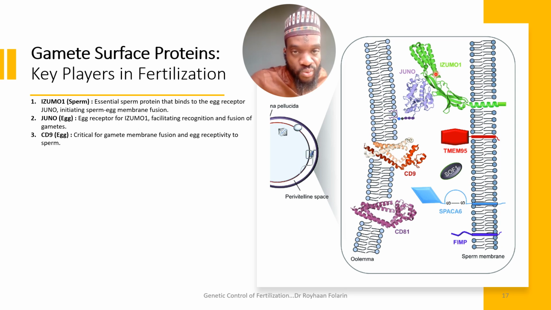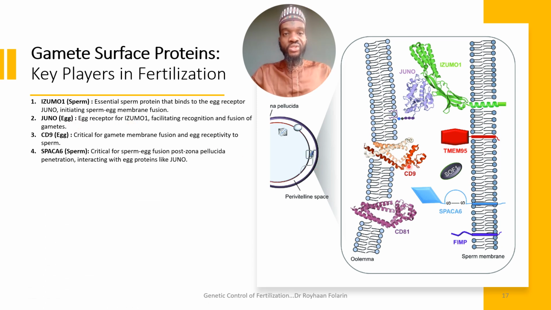Izumo is the sperm protein that binds the egg to initiate the fusion, and the egg receptor is Juno. And then you also have CD9, that's cluster of differentiation 9. It's part of the tetraspanin family, so it's involved in cell adhesion and communication. It's very critical for gamete membrane fusion and egg receptivity.